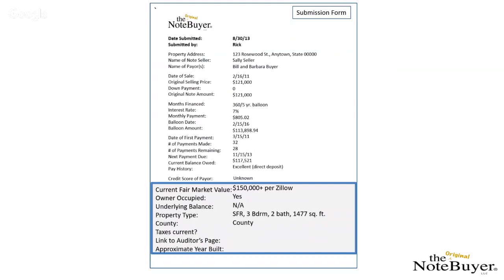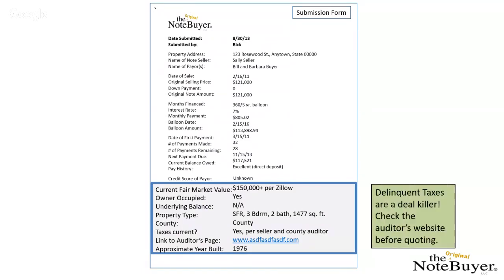You'll need to know what county it is. And most importantly, you want to know, are the taxes current? If the taxes are in default, then that's a deal killer right there. We're just not going to move any further with it. So what you want to do, even before you send the note to me for a quote, I would go to the auditor's page and look it up and make sure that the taxes are current. It will save both of us a lot of time and trouble.